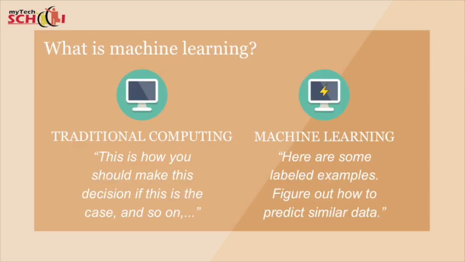So what is machine learning? Let me explain it by comparing it to traditional computing. In traditional computing, you tell a computer that, hey computer, this is how you should make this decision if this is the case. And if it's the other case, this is what you should do, and so on and so forth. But with machine learning, you can tell a computer that, hey computer, here are some labeled examples. Figure out how to predict similar data. It's similar to the old adage of teaching a person how to fish instead of just giving a person fish. It's like teaching the computer how to be self-sufficient and how to make decisions on its own.